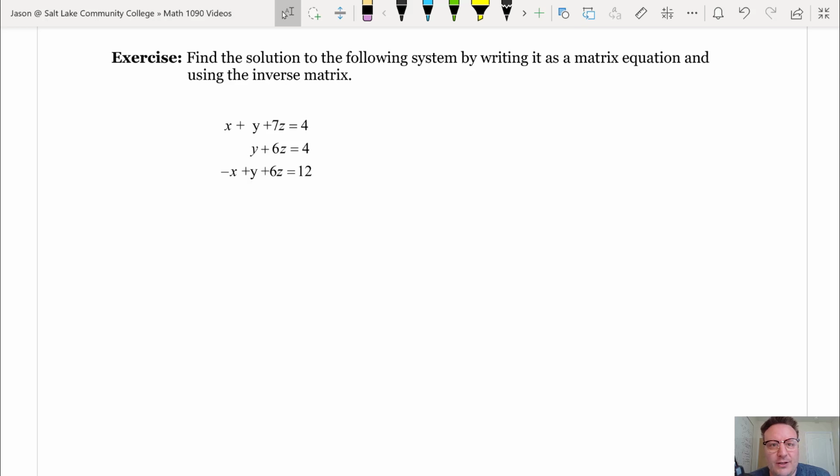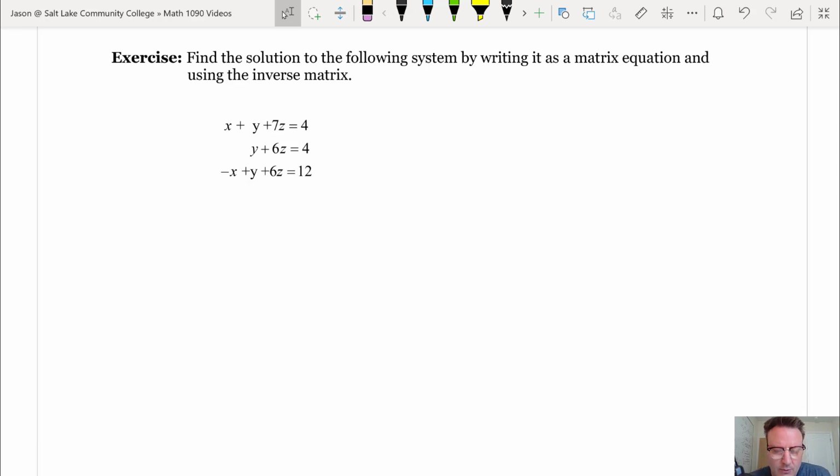This is section 2.4, Solving Systems Using Matrix Inverses, part 2. Okay, we'll begin where we left off last time with this exercise. We're asked to find the solution to the following system by writing it as a matrix equation and using the inverse matrix. Okay, so first, let's write it as a matrix equation.